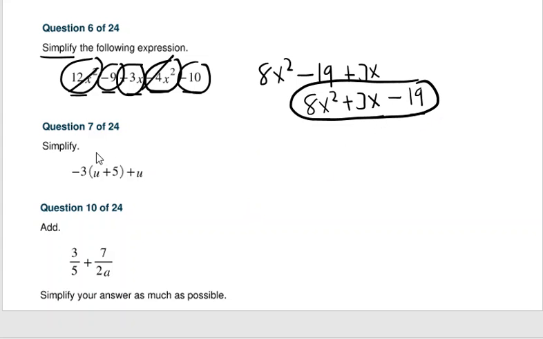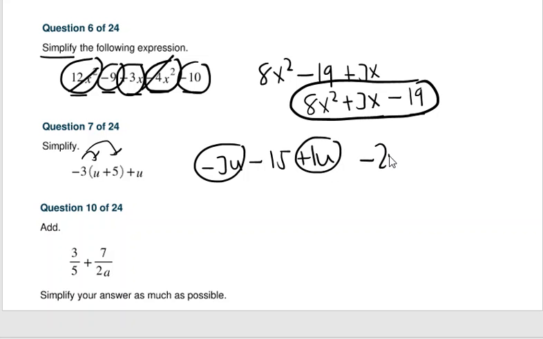Okay, on the next one, you would distribute first, and then you would combine like terms. So negative 3 times u is negative 3u. Negative 3 times 5 is negative 15. And then we have a positive u. Remember, if it's just a positive u, the coefficient of this u would be a 1. So when we combine like terms, we can combine the negative 3u and the positive 1u, and that would be negative 2u. And then we also have our negative 15.